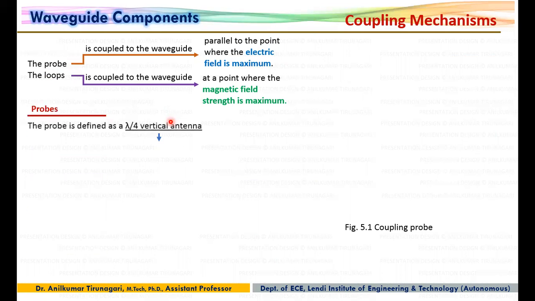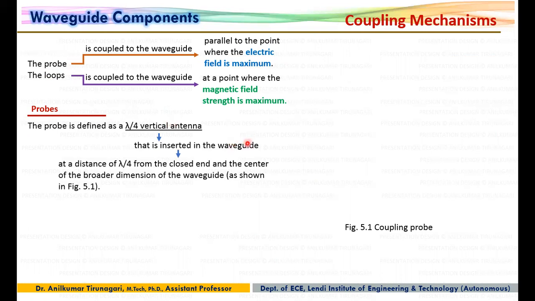So coming to the probe coupling, just now we discussed where we have to place the probe and where we have to place the loop. But at what point, what distance and what length we have to place, that we are going to see. The probe length is defined as lambda by 4. That means a quarter wave vertical antenna is inserted into the waveguide, and it has to be placed at a distance of lambda by 4 from the closed end, and at the center of the broader dimension of the waveguide.